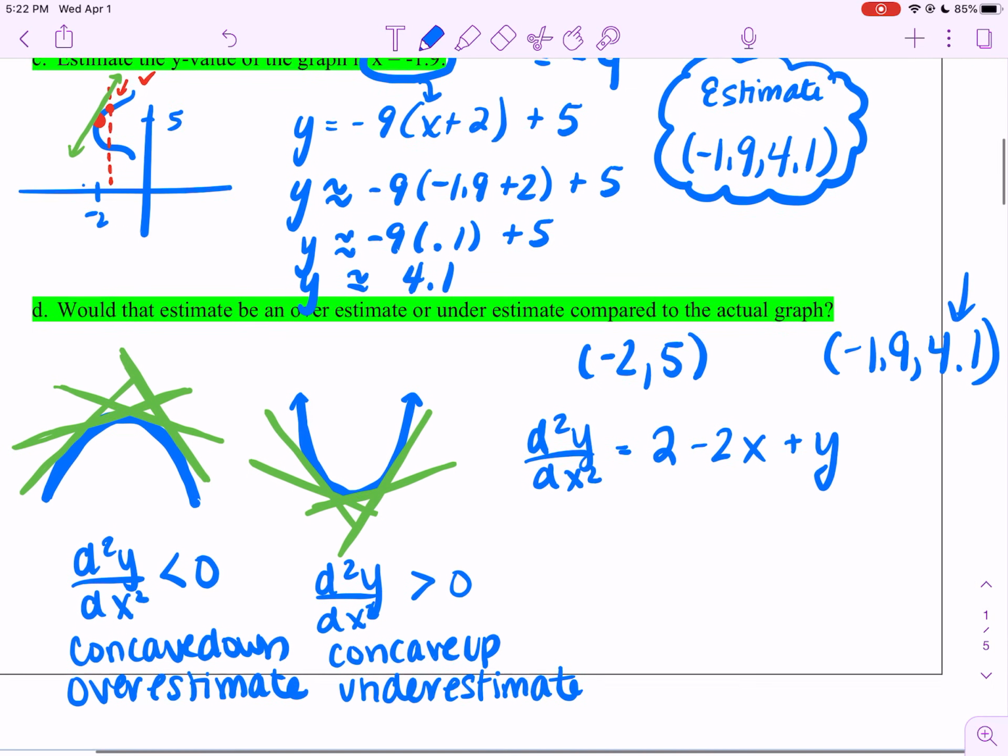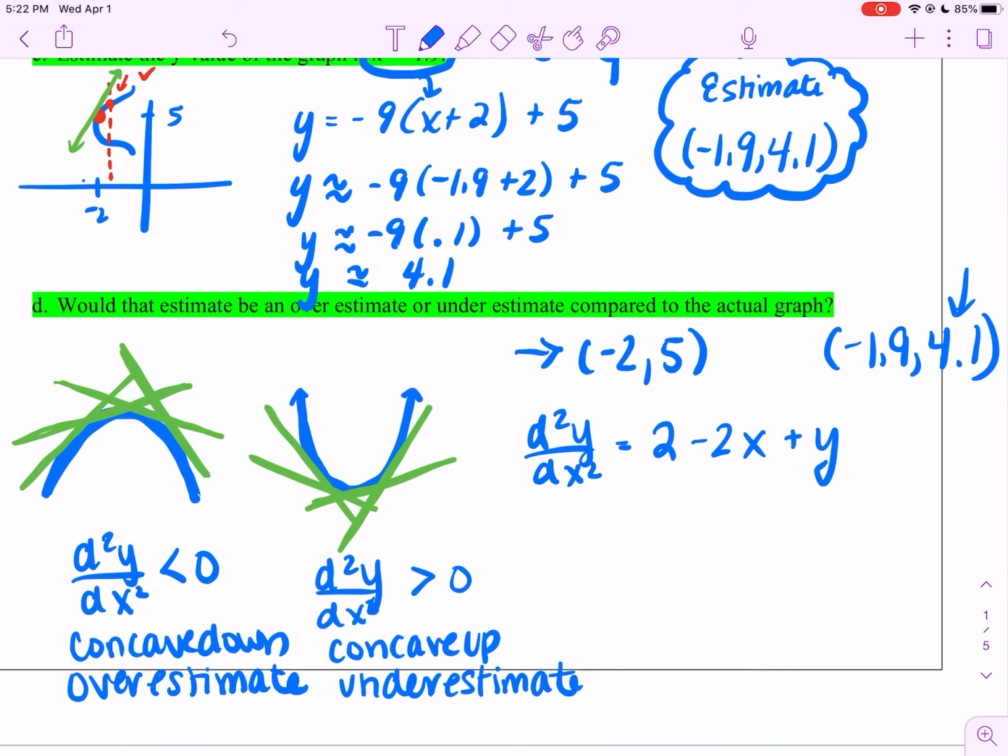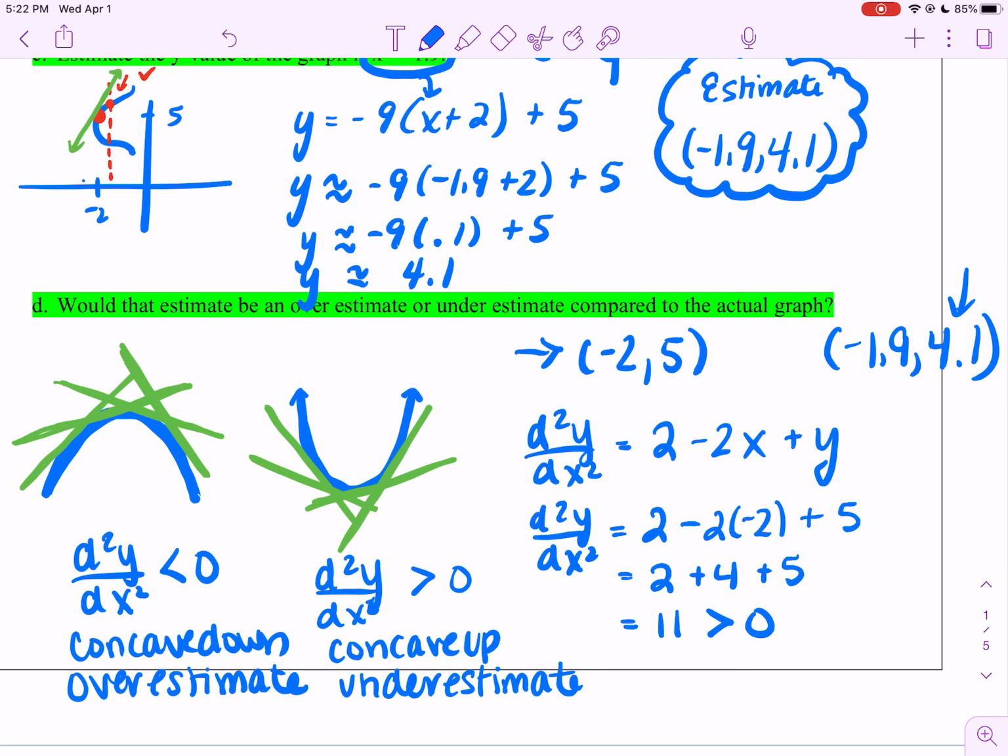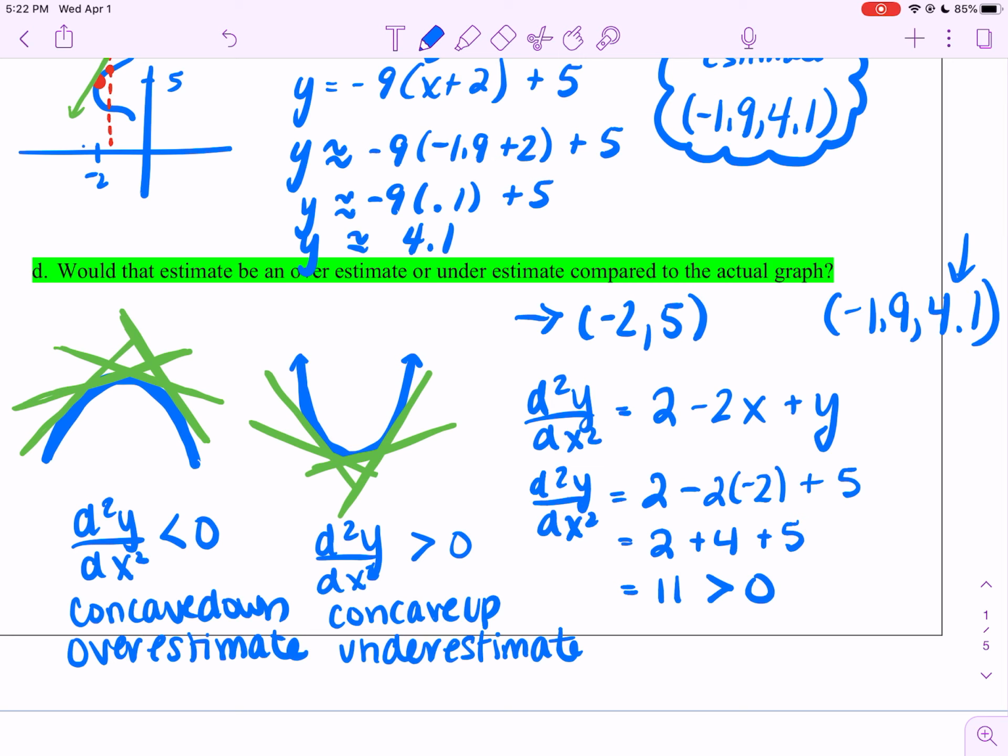We're going to have to use the concavity at the point at which we wrote the equation of the tangent line. So we have the second derivative. We're going to evaluate it at the point, again, that we wrote the equation of the tangent line from. This will be 2 minus 2 times -2 plus 5. This is 2 plus 4 plus 5, which is 9 plus 2, which is 11. Notice that this is greater than 0. Since it's greater than 0, that means that our graph is concave up.